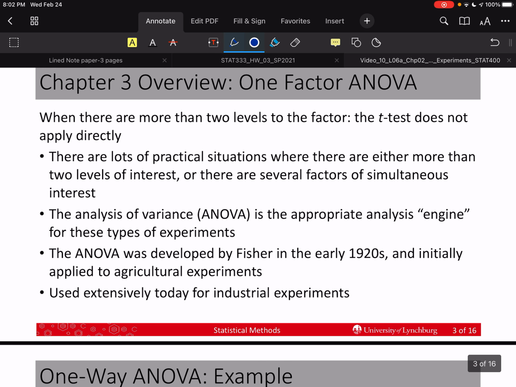Okay. So let's start chapter 3. And again, this is a one-way analysis of variance. It's also called a one-factor analysis of variance. Analysis of variance is abbreviated here, and so the AN is from analysis, the O is from of, and the VA from variance. I don't know exactly how it got this abbreviation, but it did, and that's what we all use. Okay, so when there are more than 2 levels to a factor.